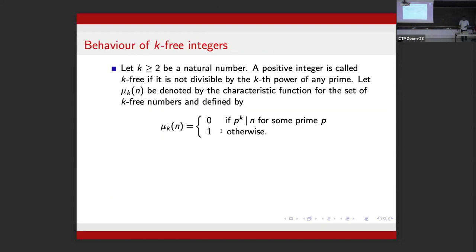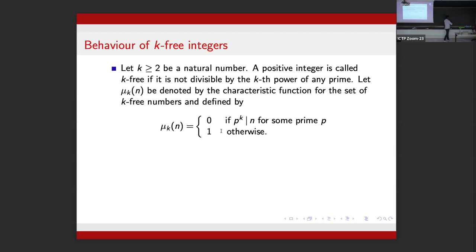So now we see another set of multivariate functions. This is known as k-free numbers. A k-free number is basically a number which is not divisible by any prime's kth power. For example, suppose we take 2-free. That means we can write mu of 2 times 3, this is equal to 1. But if you write mu of 2 squared times 3, this is again 0.